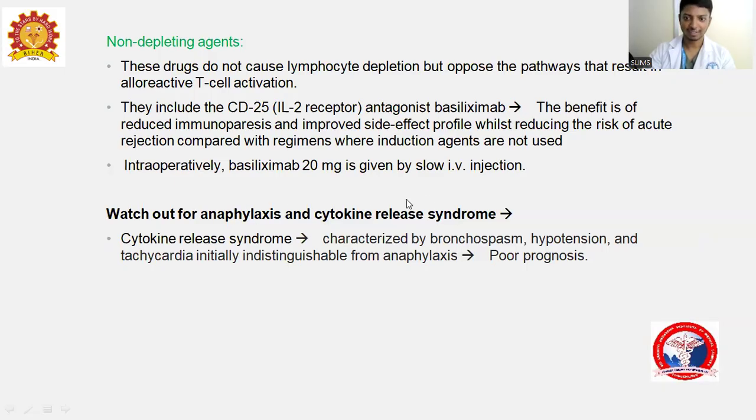Watch out for anaphylaxis and cytokine release syndrome, which is usually characterized by bronchospasm, hypotension, and tachycardia, which is initially difficult to distinguish from anaphylaxis. If we see such a case, it usually means that there is a poor prognosis.